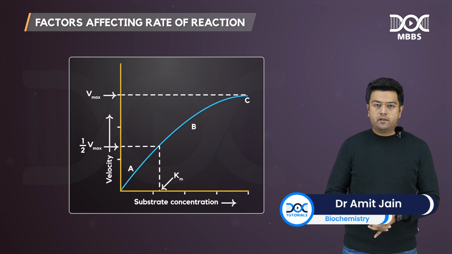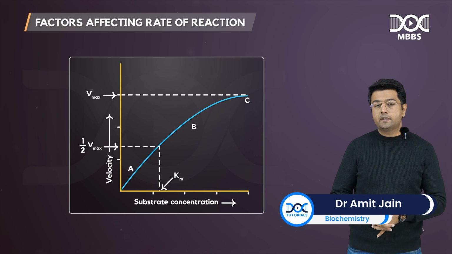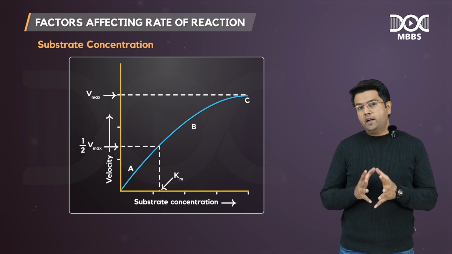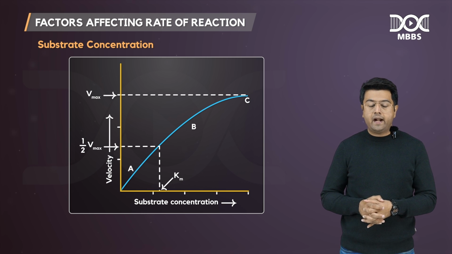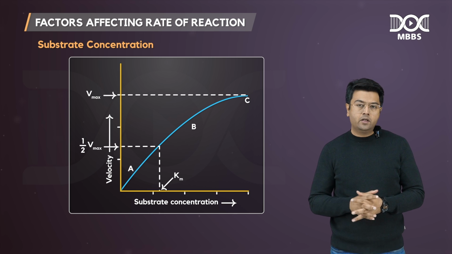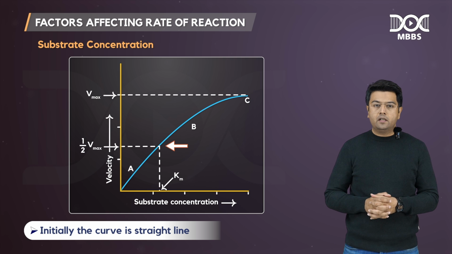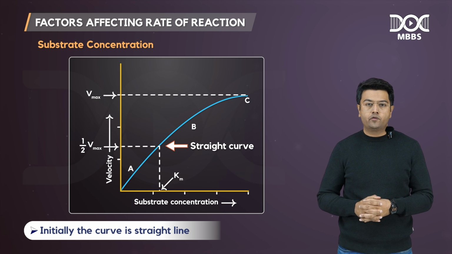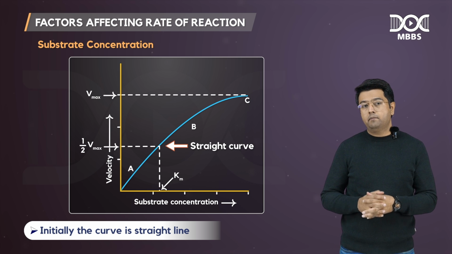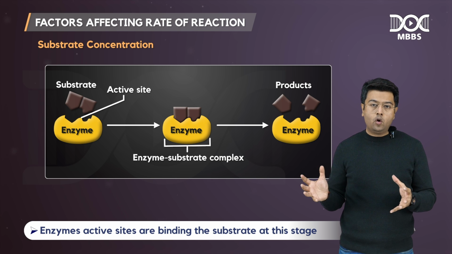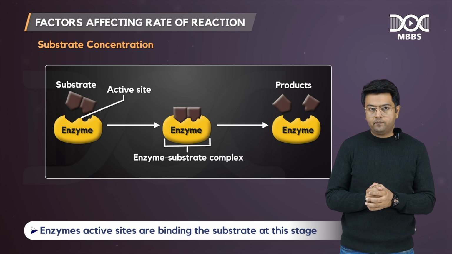So guys, the first factor which affects the rate of reaction is the substrate concentration. Now when you plot the velocity and substrate concentration, you can see the curve like this. So what is happening? Initially the curve is a straight line, right? Means the enzyme's active sites are now binding the substrate, isn't it?